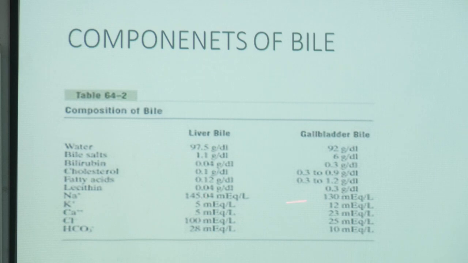Sodium is 145, and in gallbladder it's a little less, 130. Definitely if water moves, sodium will move. So if water goes out, sodium will also go out somewhat. The opposite is also true. If sodium moves, water will move, because this is due to the osmolar property. Now next, potassium, it is 5 milliequivalent in liver bile, and in gallbladder bile it is 12 milliequivalent. This is a point you need to remember, that potassium is more in gallbladder bile than liver bile. You don't have to remember the values, it is impossible for a human to remember such values.